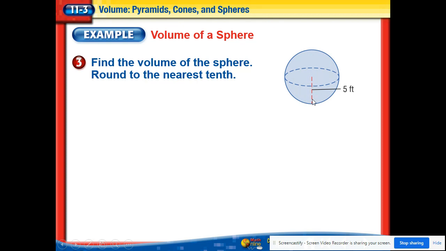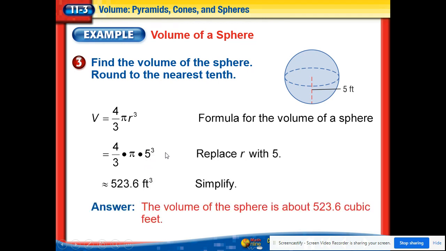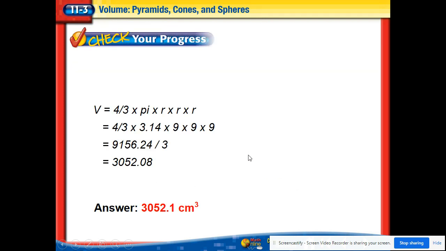So how do we do this? We have 5. So it's 4/3 pi r cubed. So we're going to have to do the r cubed, 5 times itself 3 times. So 5 times 5 times 5 is 125, times the pi, which is 3.14, times the 4. So 4, 3.14, and all those 5s. Then at the very end, we divide by 3. So 523.6.